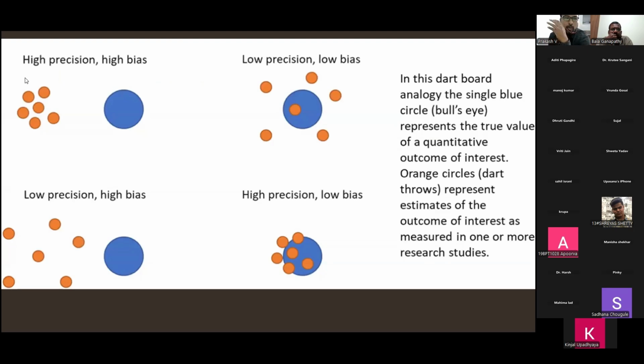See, the blue circle in here is the one side, that is the truth, let us say. So when we do a study, we want our studies to be close to it. As you can see, high precision low bias means we are very close to the actual truth. So this is what we should aim for when conducting a study.